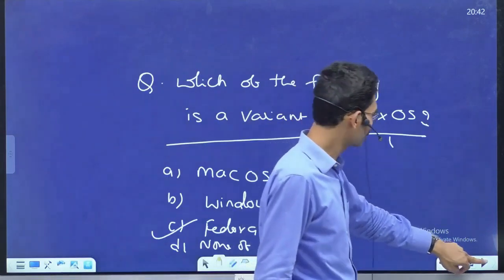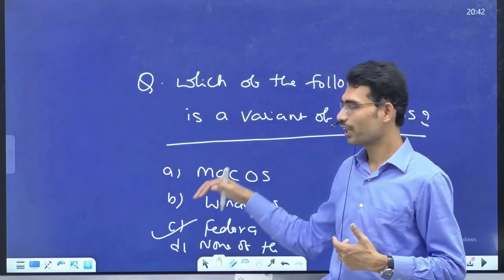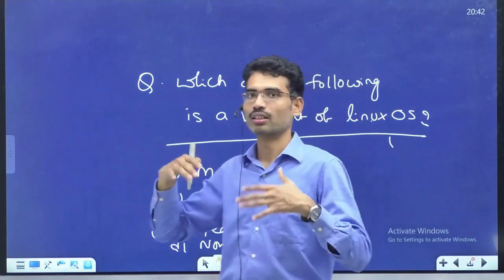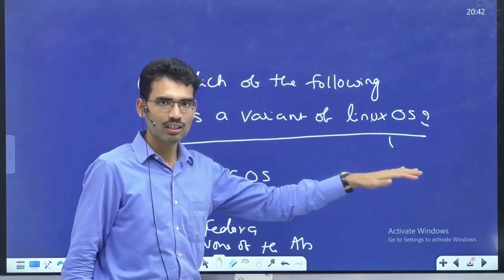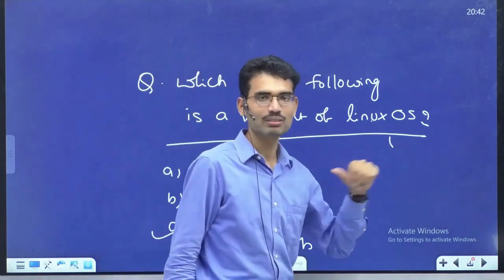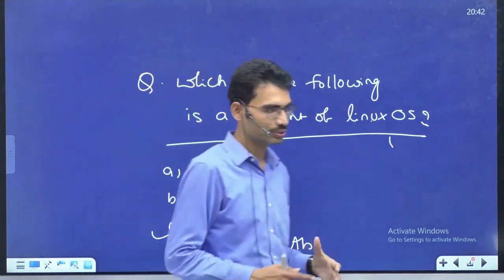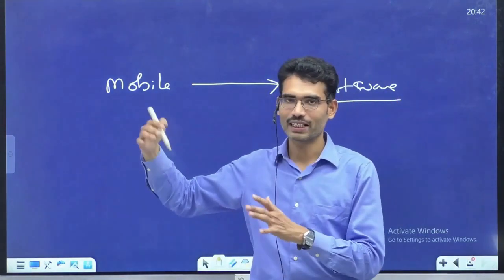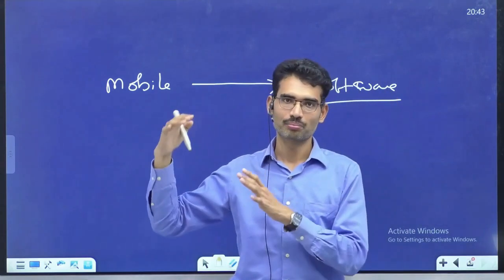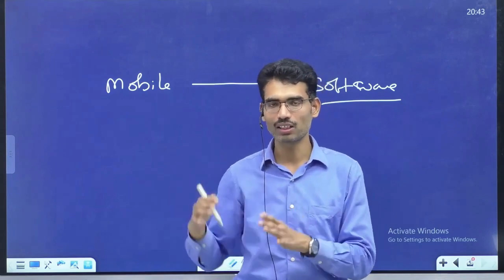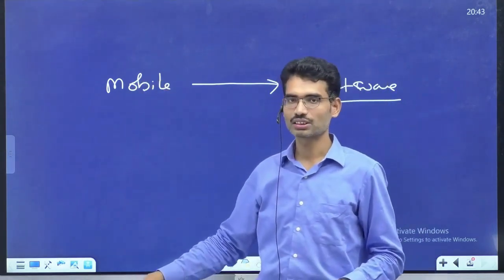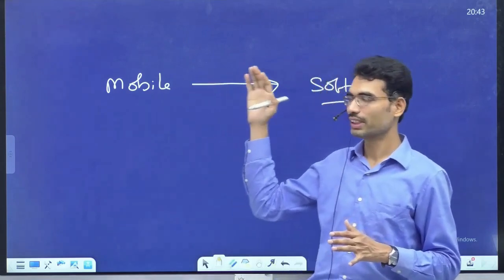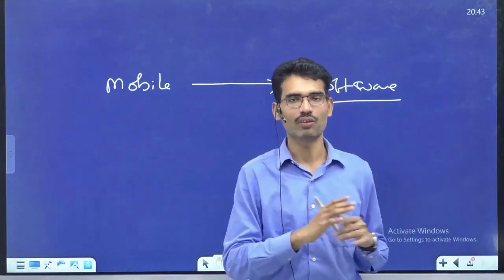When it comes to questions, I have shown you one type of question: which of the following is a variant of Linux. Another: which of the following is a smartphone operating system? Android, Windows, Unix, Linux, like that it will come. The answer is Android. This is how you have to see operating systems. Now, keep tracking from the 1950s: vacuum tubes, transistors, integrated chips, very large scale integrated chips. As the technology in hardware is changing, the size of the computing device is also changing. As a result, the nature of the operating system is also continuously evolving.